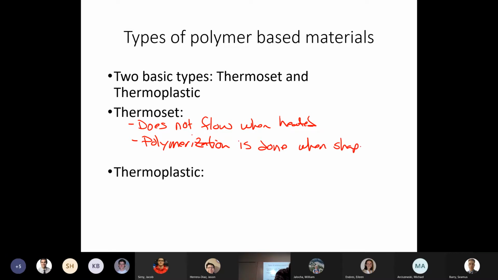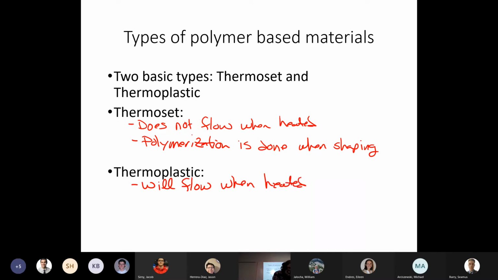So when we shape a thermoset, we actually have to do a chemical reaction. If we're interested in remembering, thermosets are either very heavily cross-linked, or they're three-dimensional, three-dimensional covalent bonds. Most of what we refer to as plastics are thermoplastics. And so thermoplastics will flow when heated.